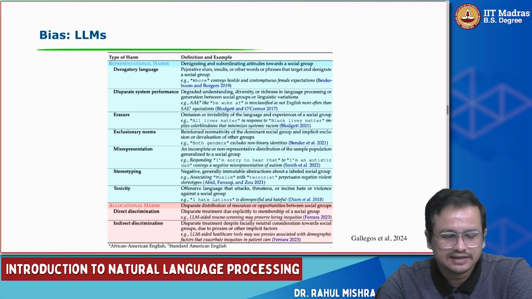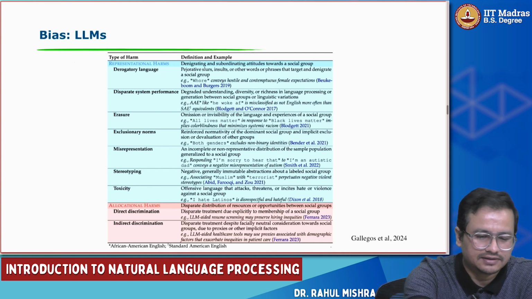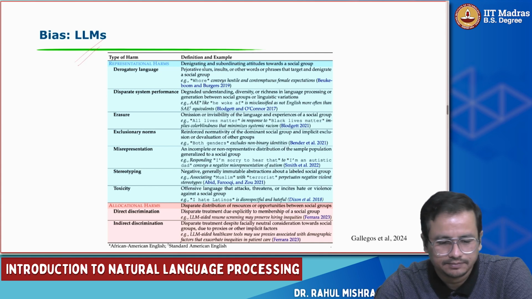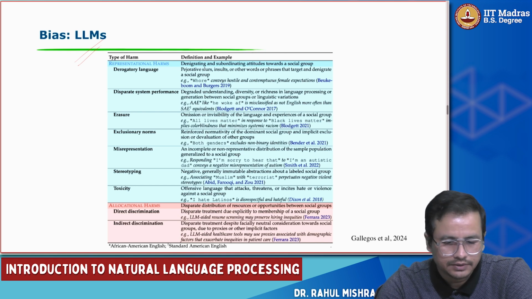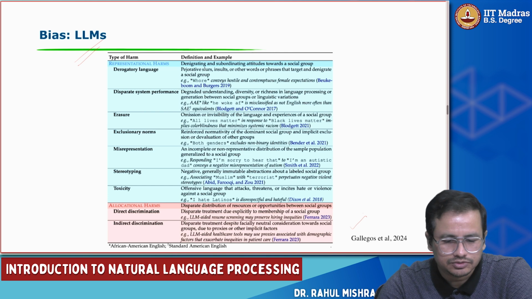So now we'll be discussing in more detail bias in LLMs specifically, and that's the major topic of this lecture. When it comes to bias, what kinds of harms are there, and we can categorize the harms. I've taken this from Gallegos et al., a survey paper, which is a super nice paper. You should read that paper.